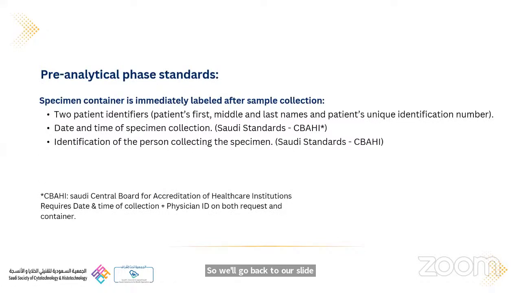The pre-analytical phase standards, and again, sorry for the technical issue. The specimen container is immediately labeled after sample collection. Two patient identifiers, patient first, middle and last name, and patient unique identification number, have to be on the container, plus date and time of specimen collection, a Saudi standard from CBAHI. Identification of the person collecting the specimen is also a Saudi standard from CBAHI. And what I mean by CBAHI is the Saudi Central Board for Accreditation of Healthcare Institutions. They do require date and time of collection plus the physician ID or the nurse ID who collected the specimen. That must be written on the request and the container.